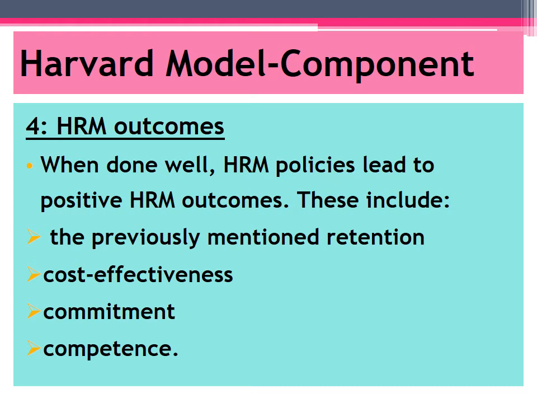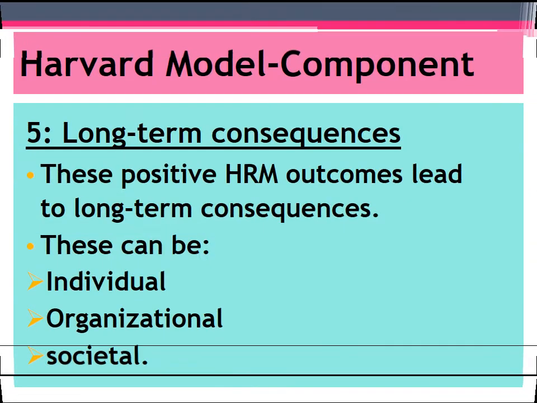The fourth component of the Harvard model is human resource management outcomes. When everything is done in a well-managed manner, human resource management policies lead to positive human resource outcomes. The outcomes include the previously mentioned retention, cost effectiveness, commitment, and competence.